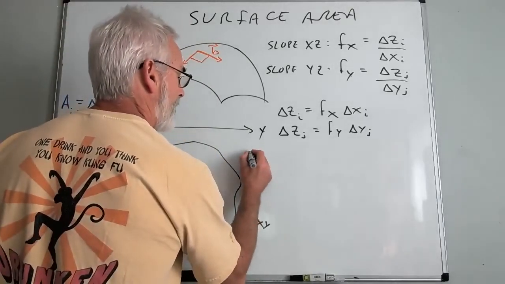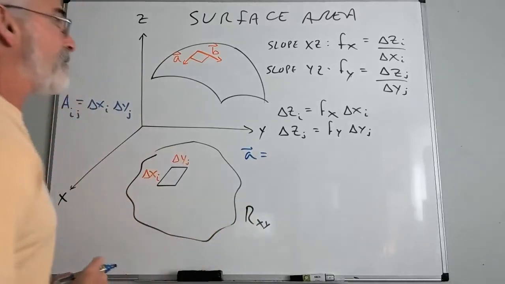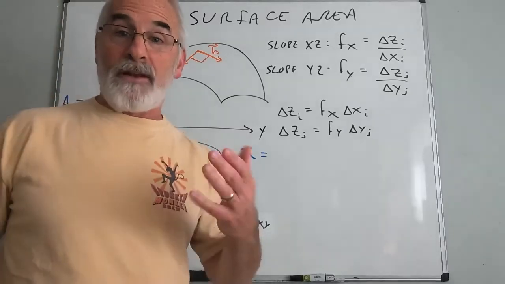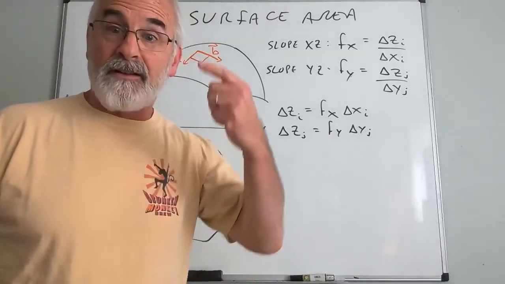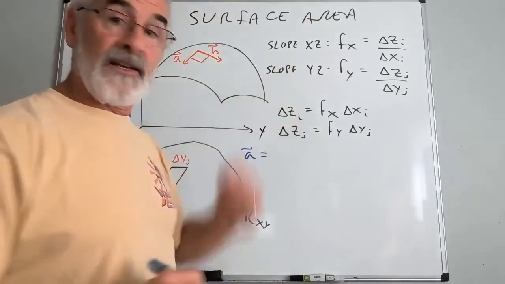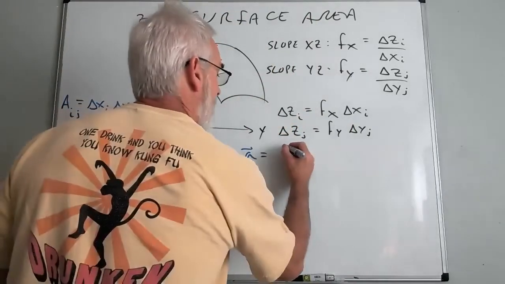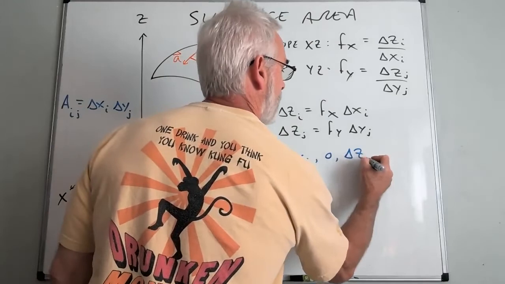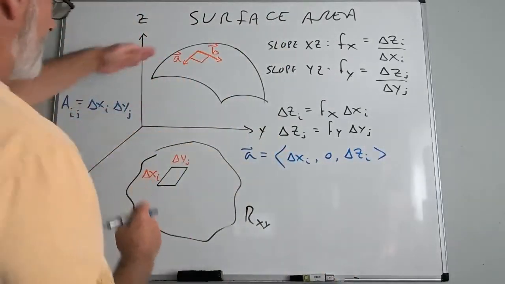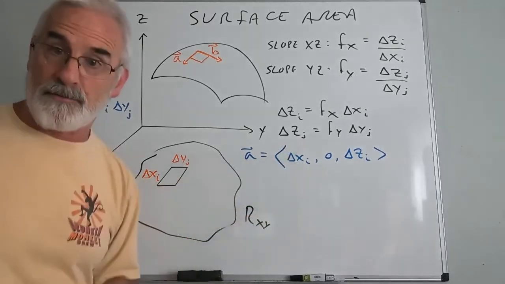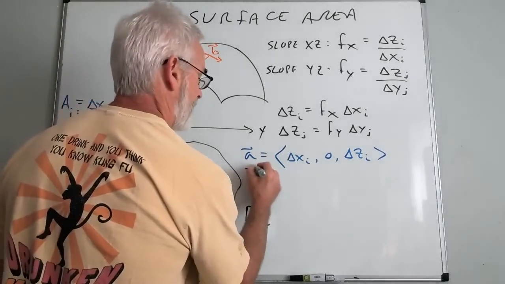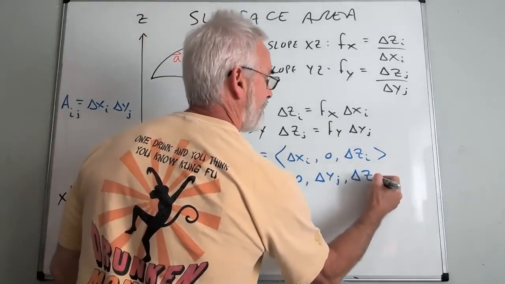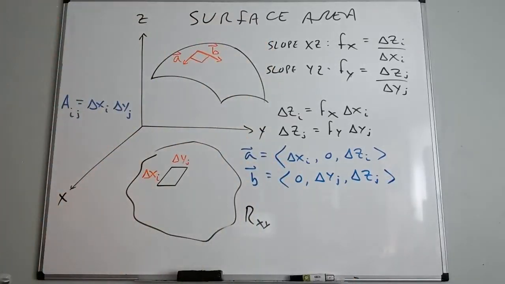So what does that make my A vector? Well, remember, if my A vector is going to have a particular slope, then whatever the x coordinate is and whatever the z coordinate is, the z coordinate over the x coordinate has to be exactly this slope. So let's describe A as (delta xi, 0, delta zi). Why 0? Because A, we said, lives on the xz plane. There is no y component. Similarly, my vector B would be (0, delta yj, delta zj), because that one lives entirely on the yz plane.